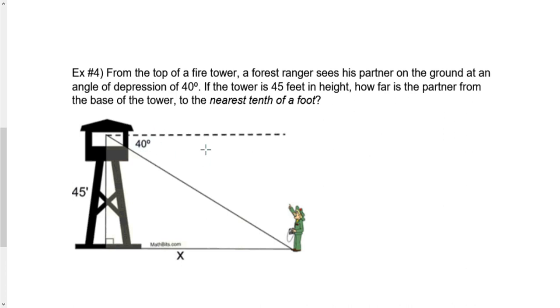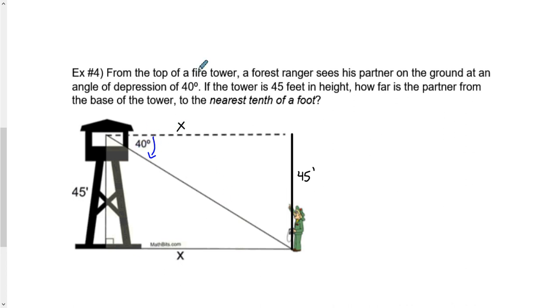If this is a 40-degree angle, and an angle of depression is always measured from a horizontal going down, we can identify that this is also 45 feet. And by properties of rectangles, because we have actually created a rectangle here, that would also be x.